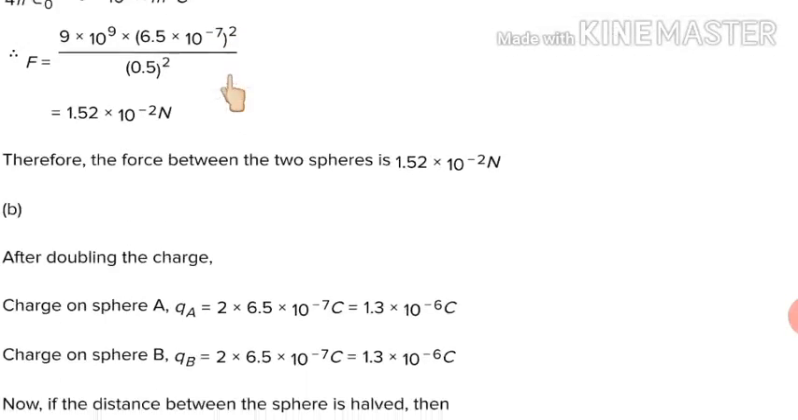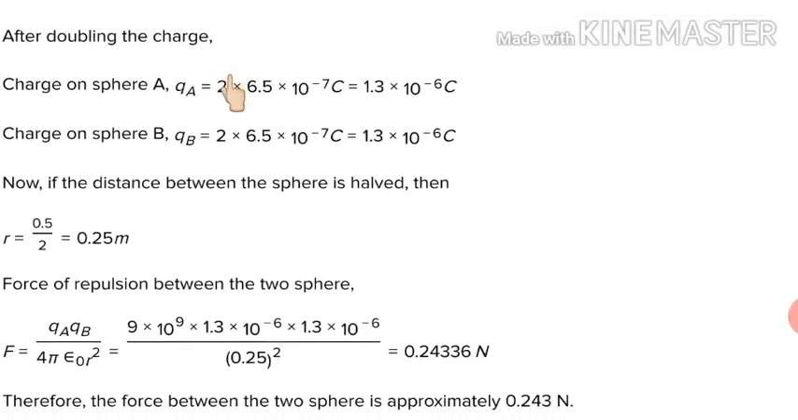So we can write, since they are talking about doubling the charge, it means the new charge will be twice the previous charge. So the new charge will be 2 into 6.5 into 10 to the power minus 7 coulomb. So charge on QB also we will get the same value, because both are doubled and both are equal. So this will be the new charge after doubling. And one more thing, they are saying that the distance between the spheres is halved. So we need to divide the distance by 2. So R will be equal to 0.25 meter.